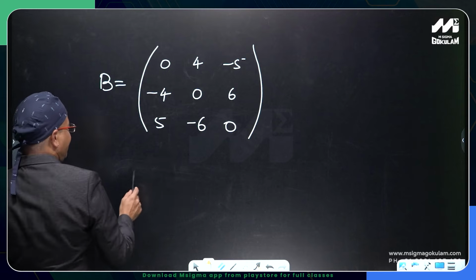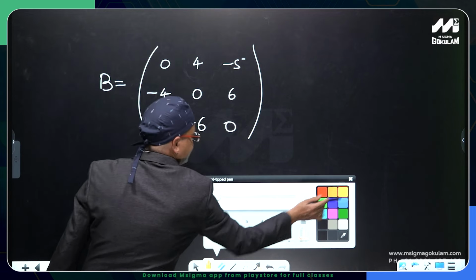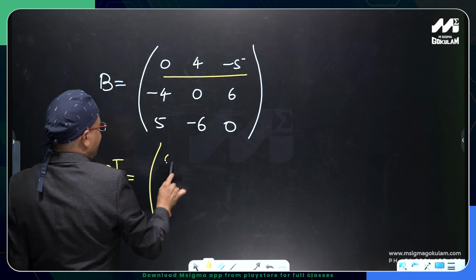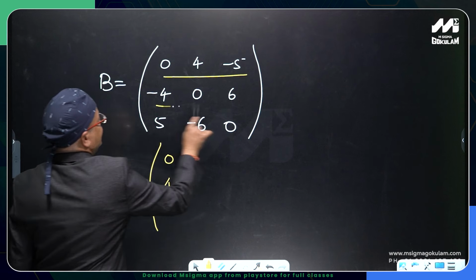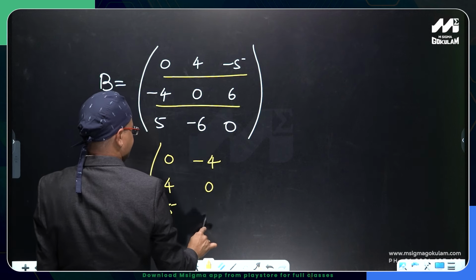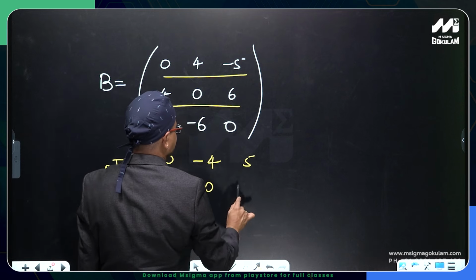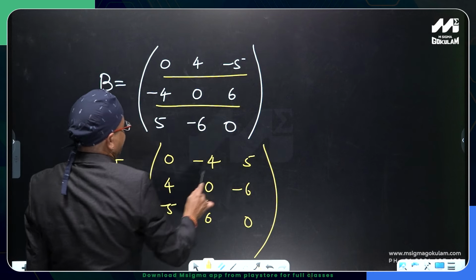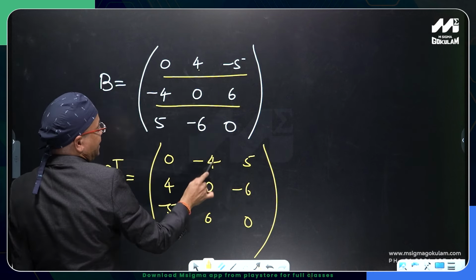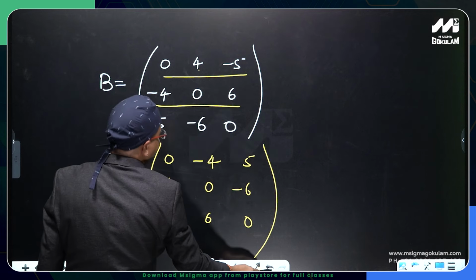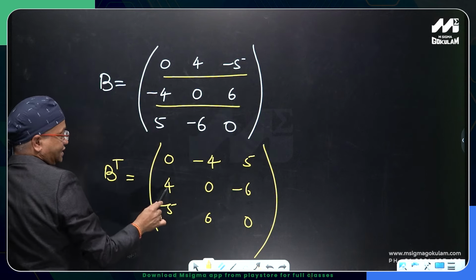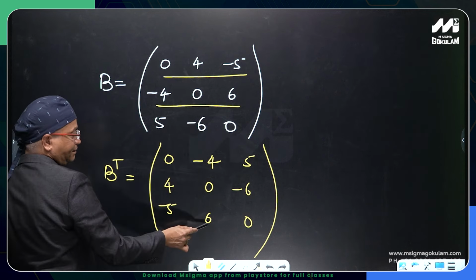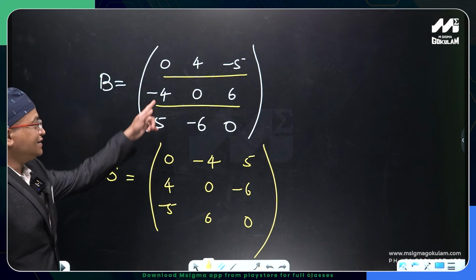You observe carefully. For this I am taking the transpose. What is B transpose? Take this row as a column, this row as the second column, and this row as another column. You observe here 0, 4, minus 5; here 0, minus 4, 5. Plus 4 here, minus 4 here. Minus 5 here, plus 5 here. Opposite signs are coming. Here minus 4, plus 4; 0 same; 6 here, minus 6 here; 5 here, minus 5; minus 6, plus 6; 0, 0. It is not the same matrix.